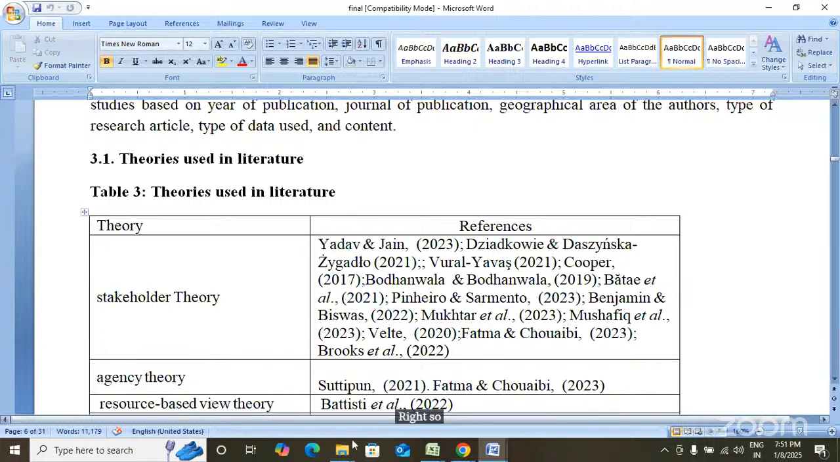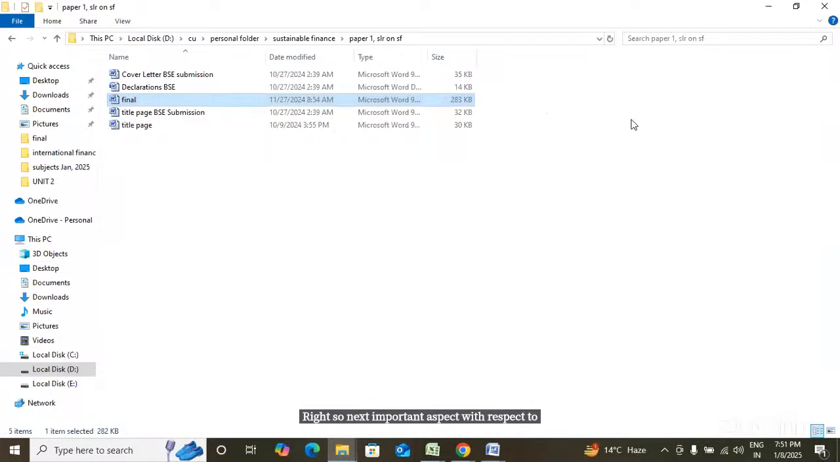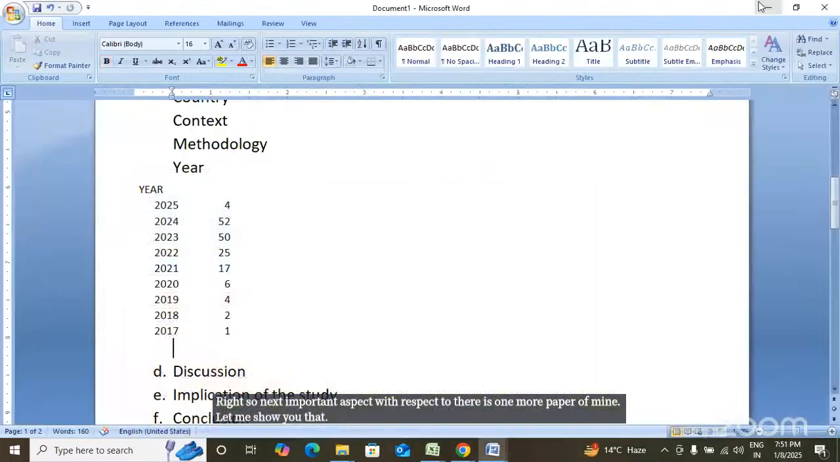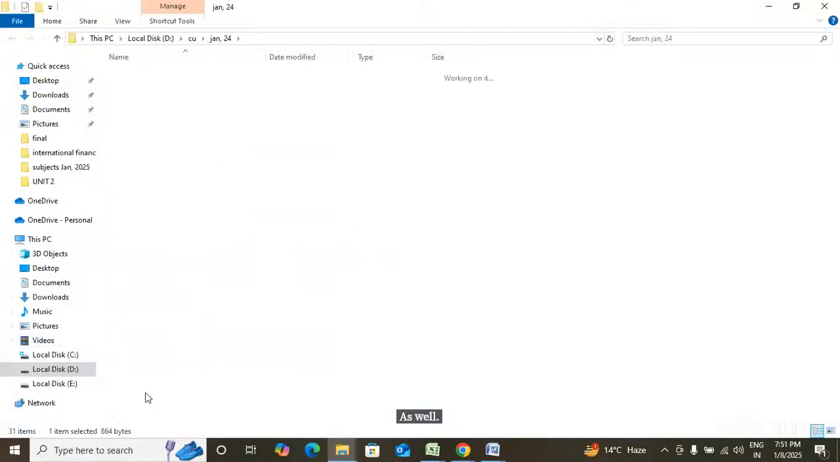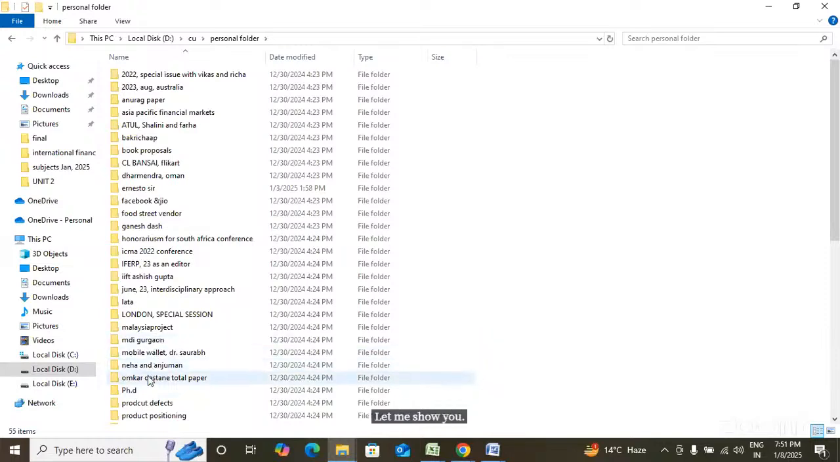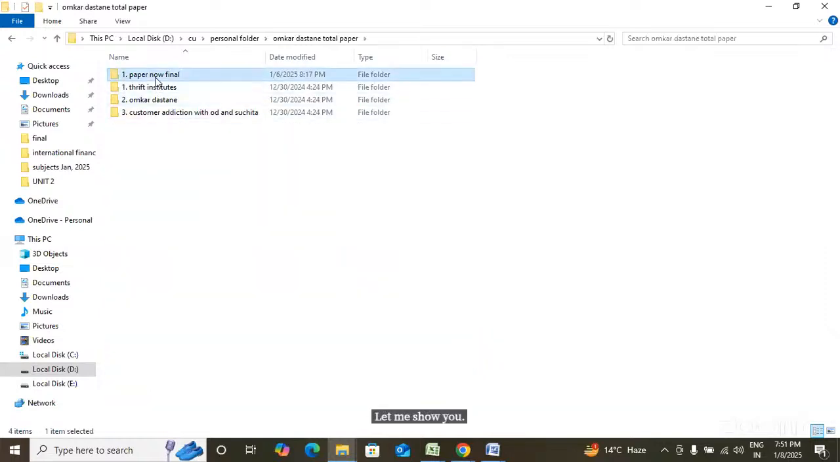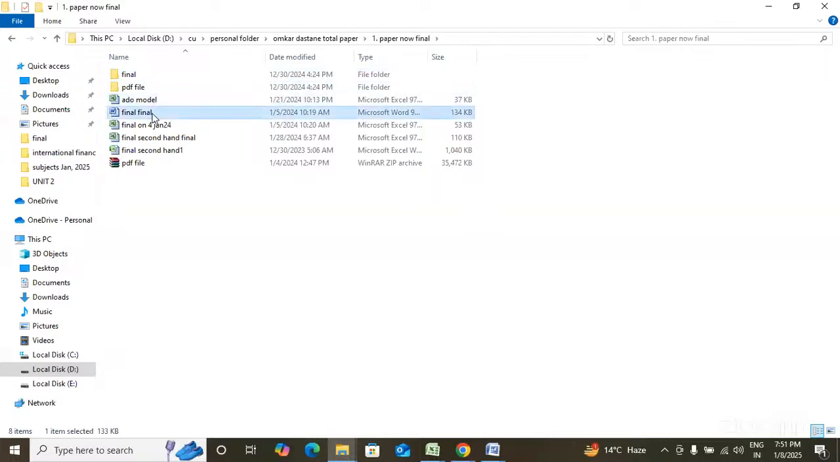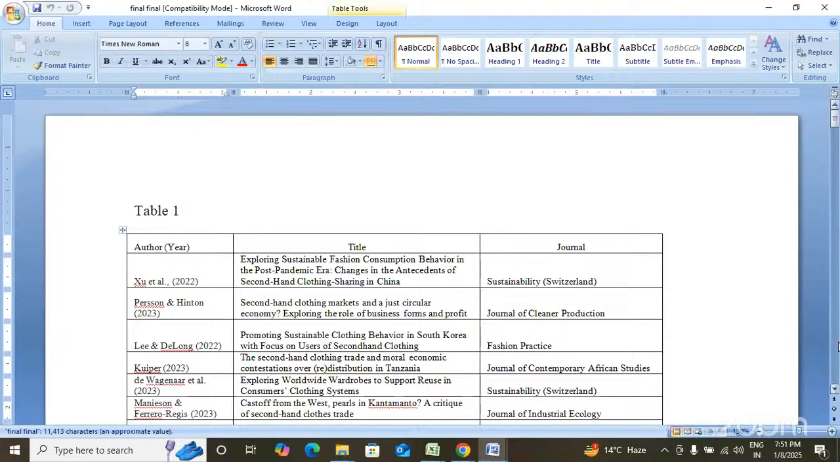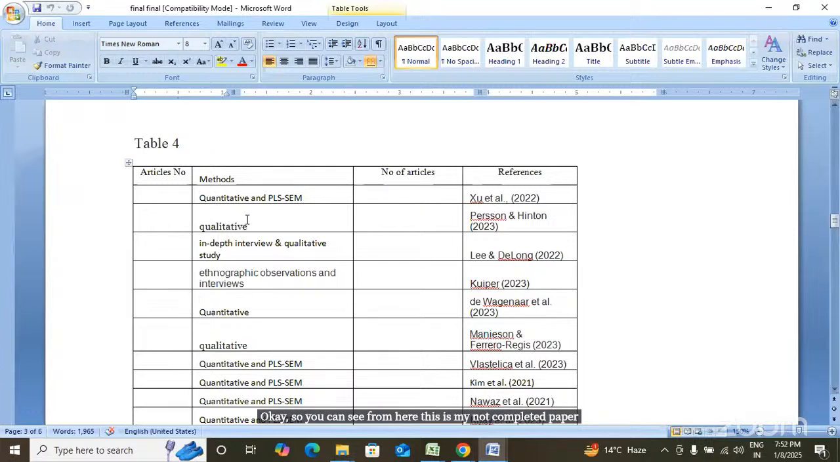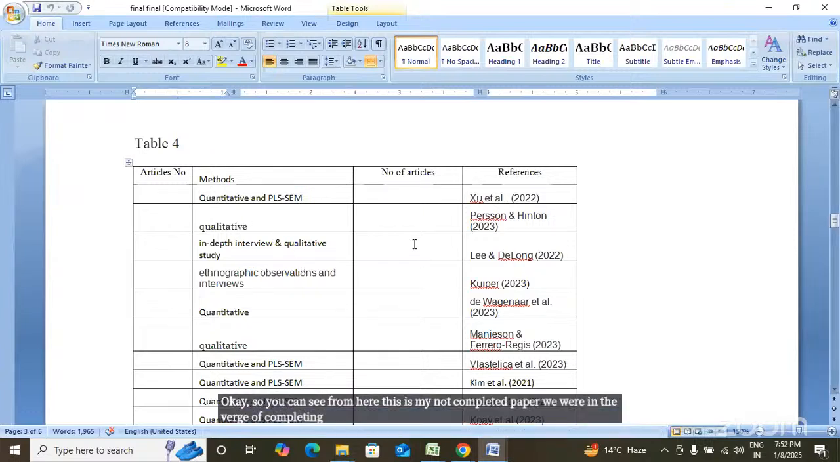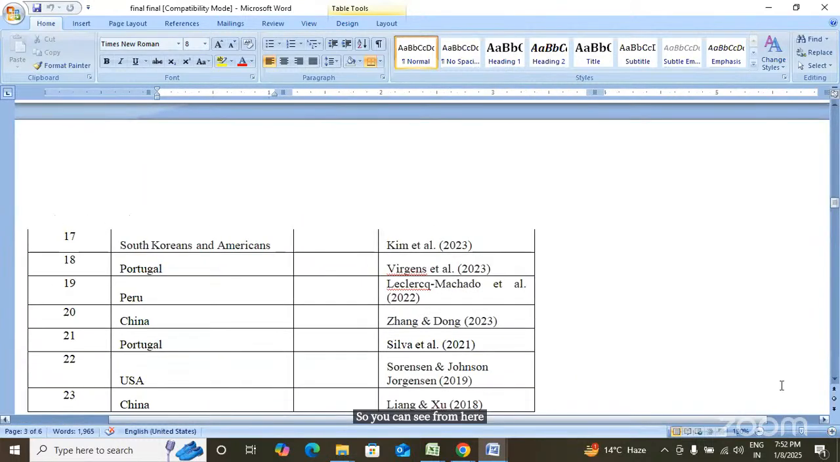So the next important aspect, there is one more paper of mine, let me show you that as well. Okay, so you can see from here, this is my not completed paper. We were on the verge of completing. This is not the final paper, this is the initial work that we have done, right? So you can see from here, this is on the methodology as well. Just have a look at this.